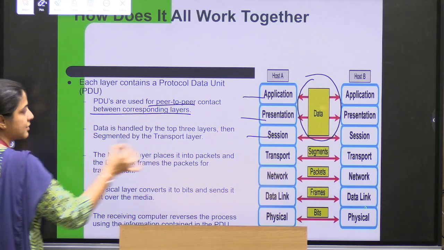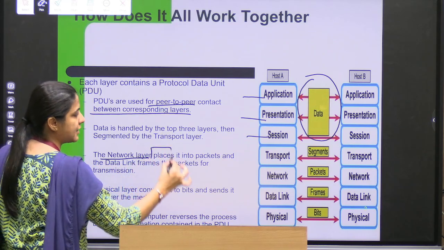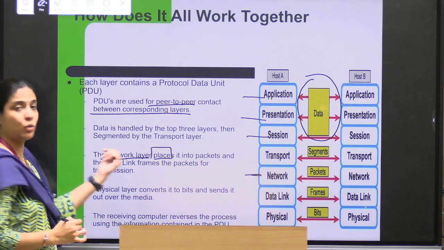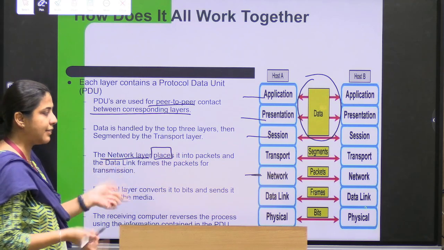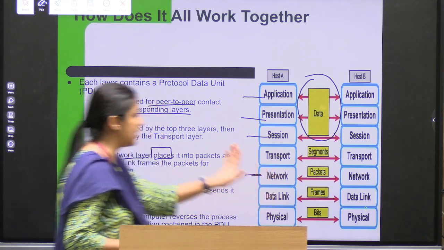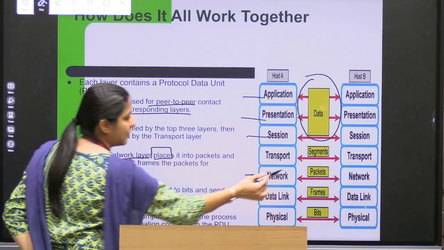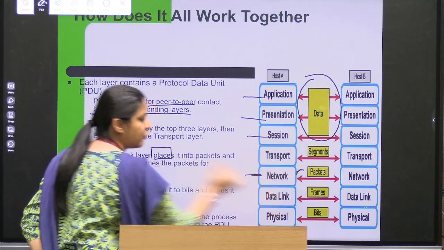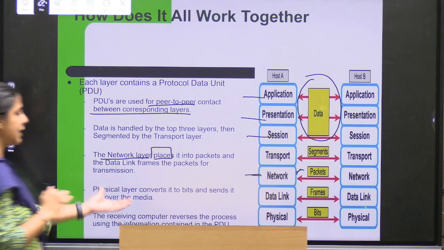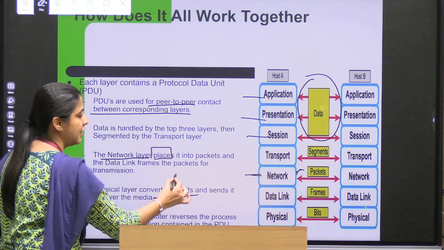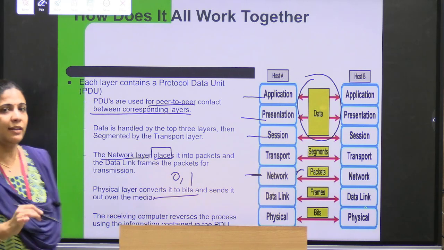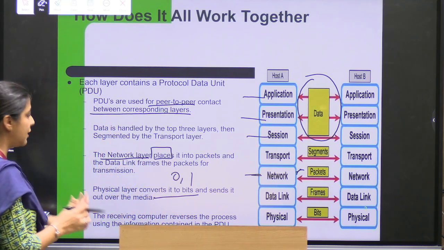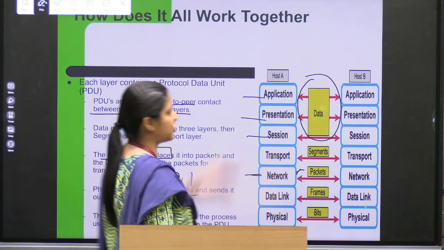Now, next, the network layer places the data into packets. Here the data is converted into packets. Then the data link layer will convert it into frames. Lastly, the physical layer converts it into bits, that is 0 and 1, and then the data will be transferred through media over the network. The receiving computer will reverse this process.